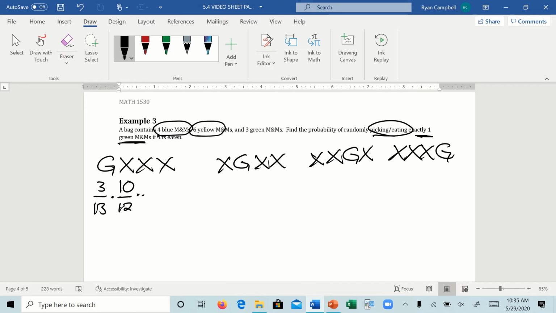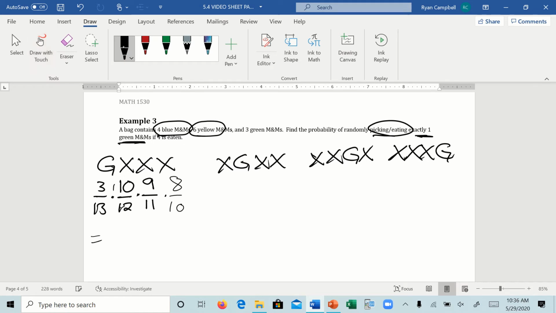Now, if we eat that one, if we eat a blue or yellow M&M, that means we have, again, 1 less M&M and 1 less M&M that's not green, because we ate either a blue or a yellow M&M. And likewise, if you eat another one, 1 less M&M, 1 less one that's not green.